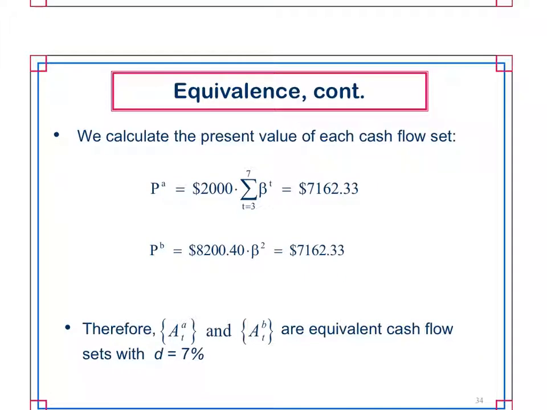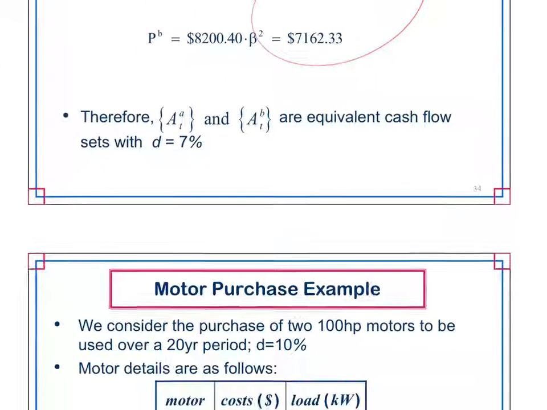So let's compare the present values. In the first case, we had to move those 4 terms or 5 terms up until year 0. We end up with $7,162.33. In case B, same thing, but we're just moving that one amount up 2 years. So these are the same because their present values are the same.